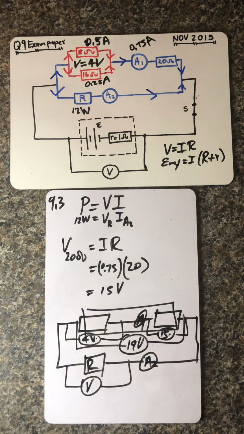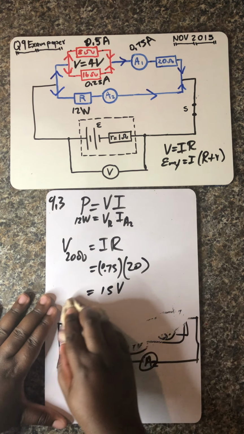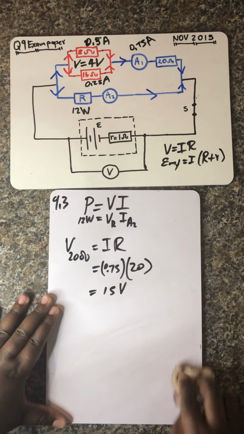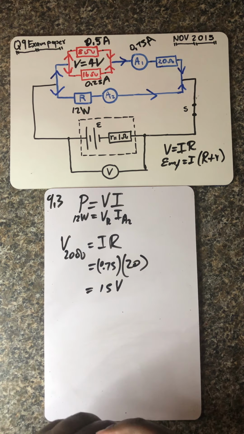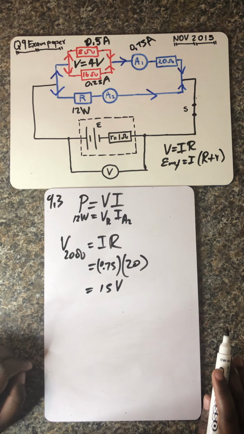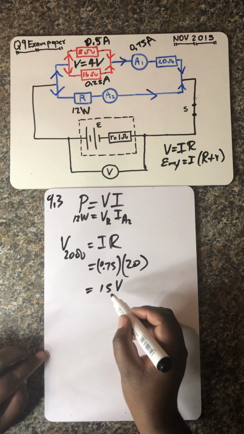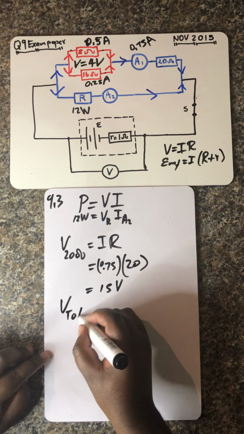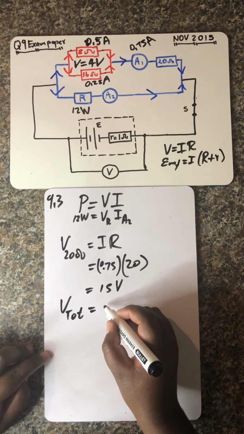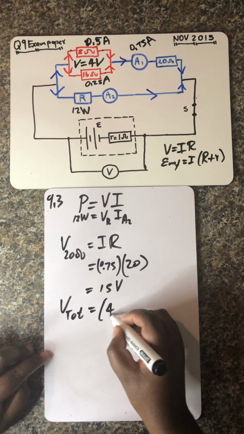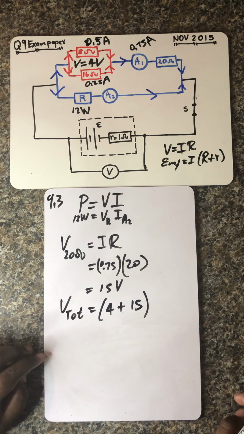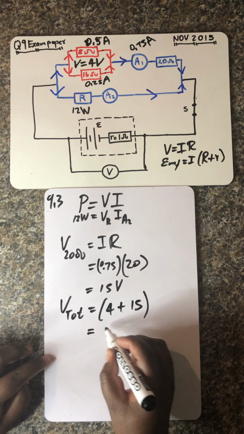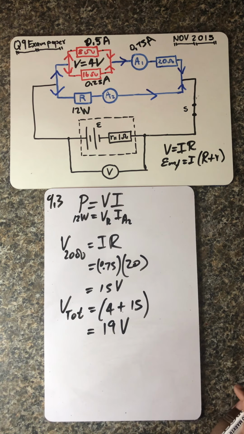I'm not sure if you fully understand, guys, but this is what we've done on question 9.2. I think if you can just try to replay this video over and over again, you will be able to have a full understanding. So this is the V, so that means we can say V total is equal to 4 volts plus 15 volts, which is equal to 19 volts, right?